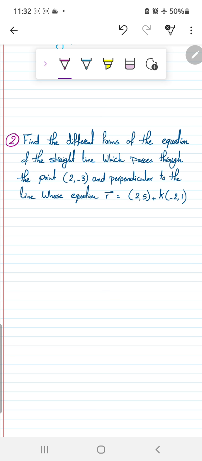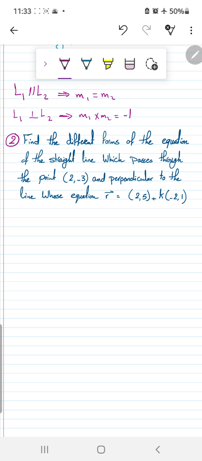Everyone, we will continue the equation of the straight line, and as we said, we will solve more examples. First, we want to remember the relation between parallel straight lines and perpendicular straight lines. If L1 is parallel to L2, then M1 equals M2: the slope of the first line equals the slope of the second line. And if L1 is perpendicular to L2, then M1 times M2 equals negative 1.